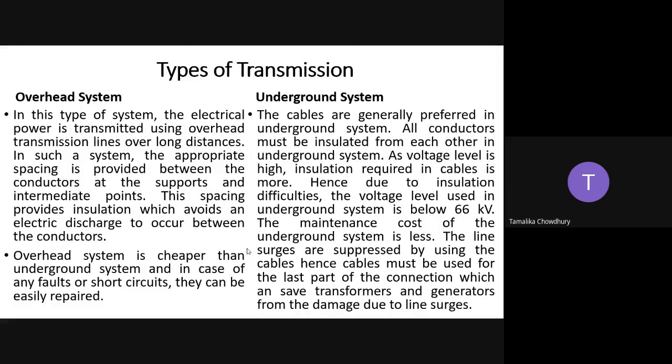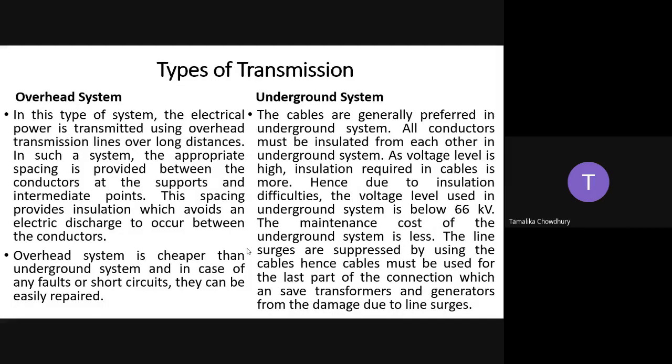The main advantage I can say is that it is cheaper than the underground system, and in case of any fault, you can see clearly because it is above the ground, right? So if there is any fault or short circuit, it can be easily repaired. But underground cables are totally below the soil, very far below the soil, so it is difficult to repair them in case of any short circuits.